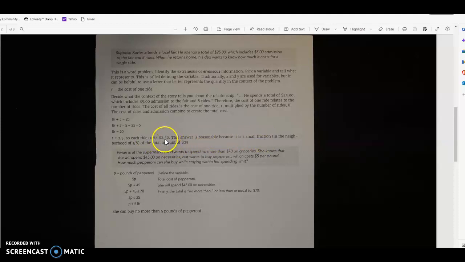The way that we could check it is, does 8 times $2.50 plus the $5 admission equal this $25? And it does, so we know we have the right answer.